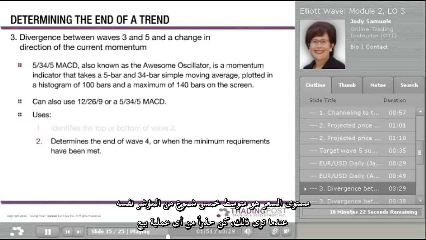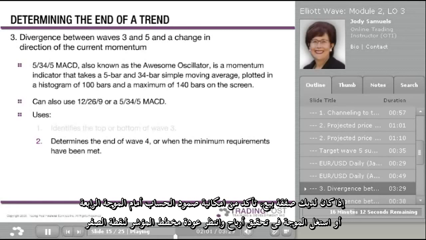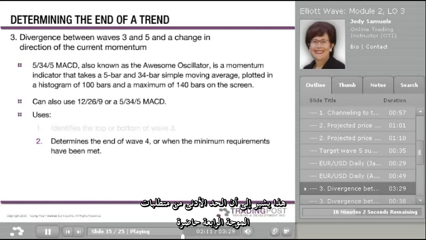When this happens, be careful about placing any short positions. The momentum is running out of steam, and we are due for a 4th wave correction. If short, you may choose to hold on through wave 4, or you may decide to take profits and wait until the histogram comes all the way back to the 0 line, which indicates that the minimum requirements for the wave 4 have been met.